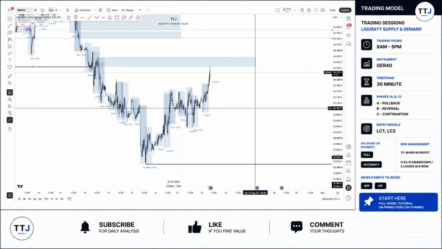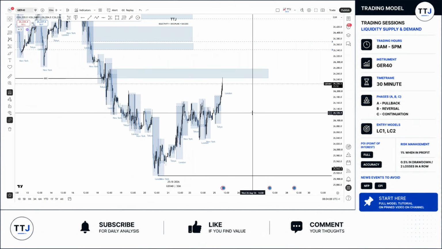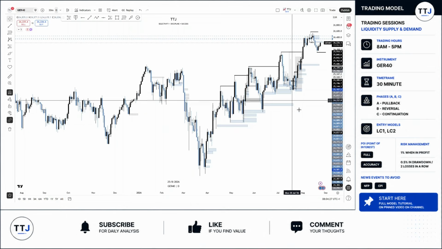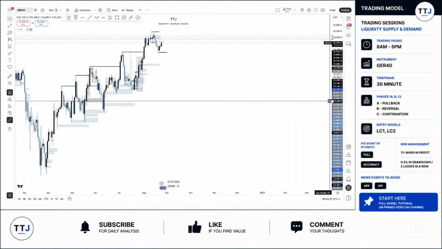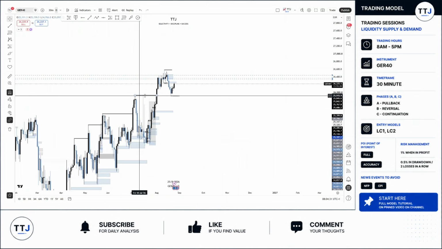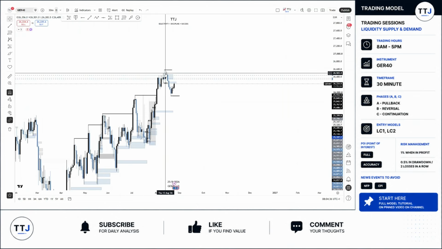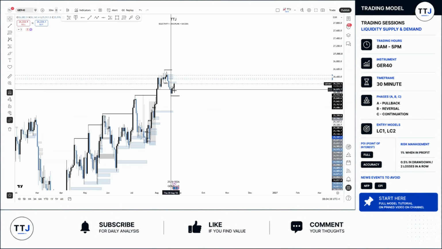So just to recap first, this trade is a pullback trade, which is phase A. We're trading phase A of the daily. So we have our daily breaker structure, price waiting for that pullback. So now we've got confirmation of the pullback. We're trading phase A.